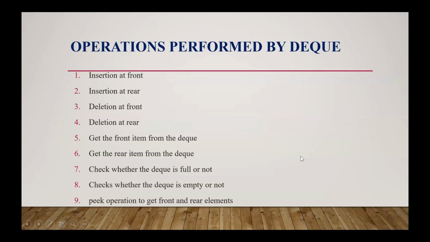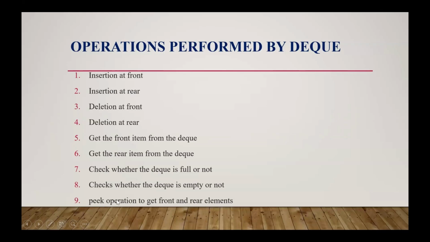So what are the various operations we can perform with a double-ended queue, or dequeue? Generally, we call the double-ended queue a dequeue. The first ones are insert at the front end, insert at the rear end, deletion at the front end, and deletion at the rear end. Then get the front item from the queue, meaning what the front item or the rear item is. Then check whether the deque is full or not, and check whether it is empty or not. So isEmpty, isFull.